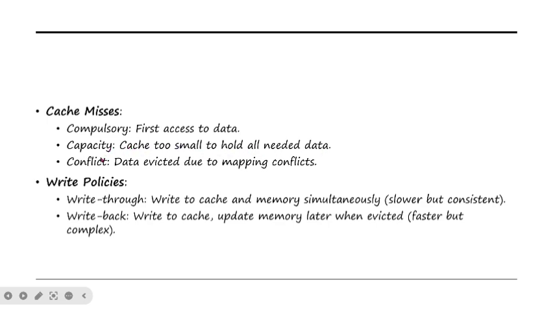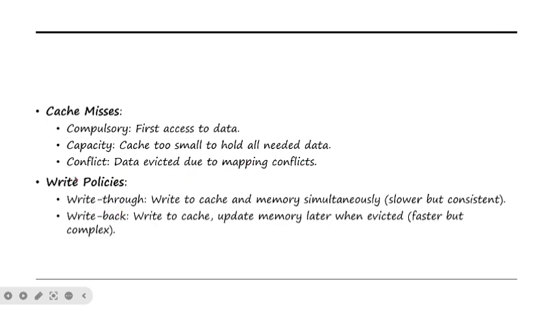And then we go to the next one, which is conflict. With the conflict, the cache has space, but mapping rules cause data to be replaced due to conflict, as we have here, data evicted due to mapping conflict.